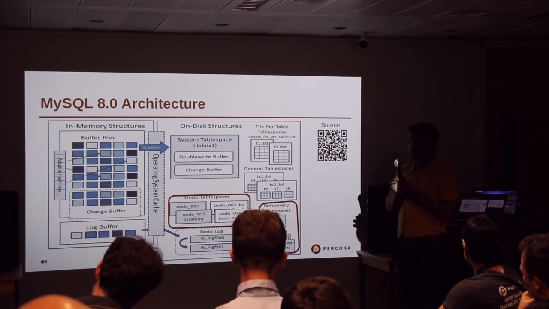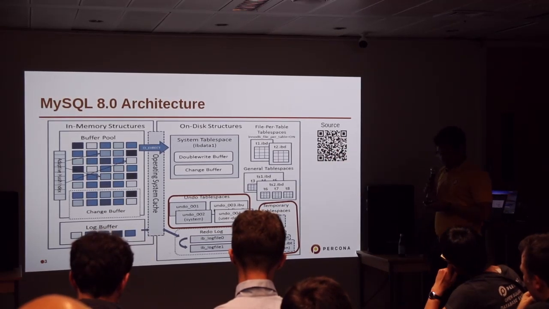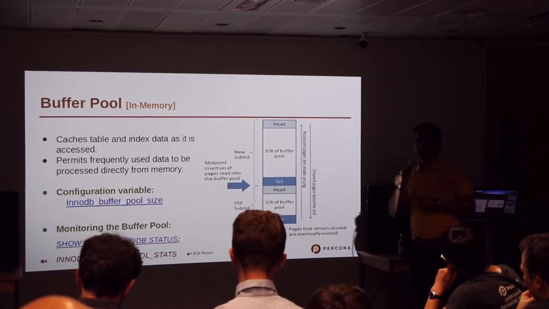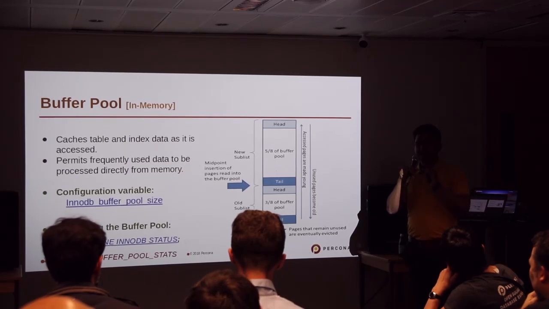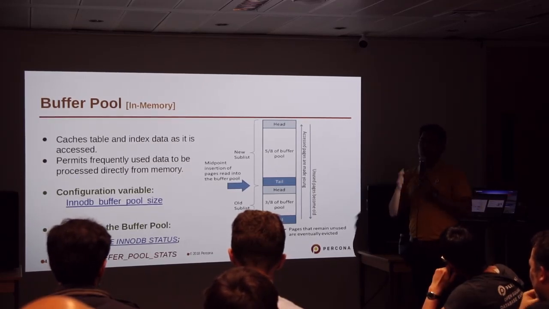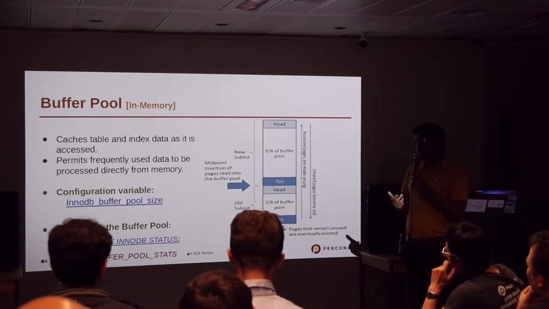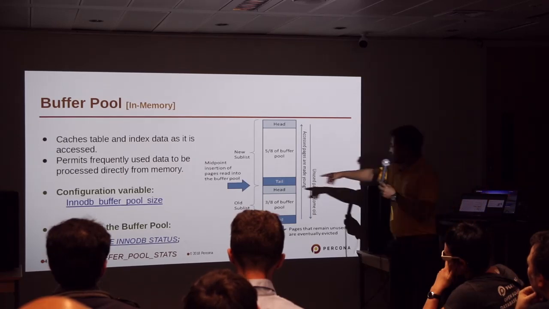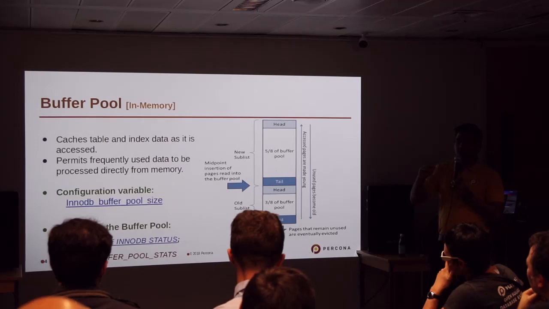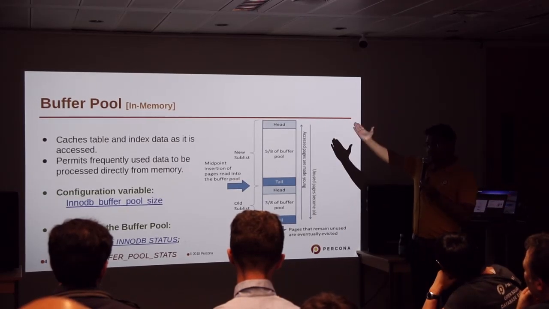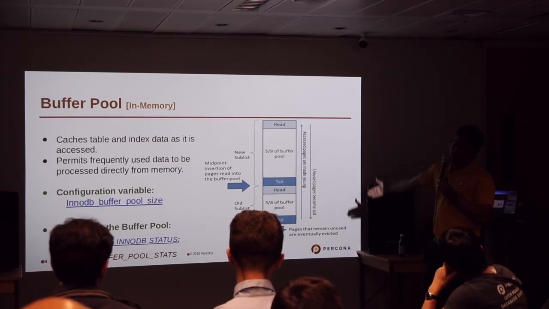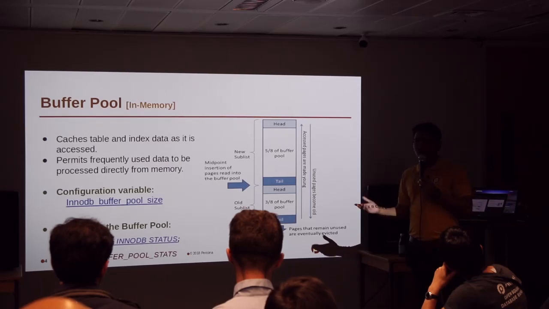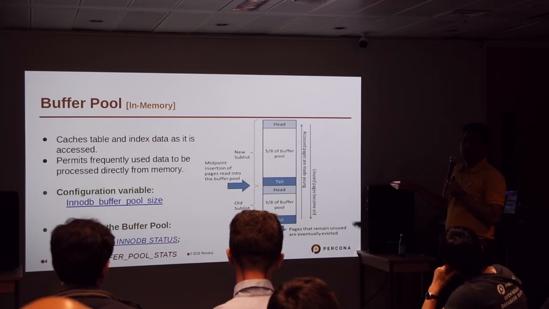So let's talk about the memory components first, and then we'll move to the on-disk components. The buffer pool is the main area in memory, which stores data and indexes in pages. It stores your frequently accessed data, and it works on the LRU algorithm, least recently used. Your data is always inserted in the middle, and depending on how frequently you're accessing it, if you're accessing it frequently, it will move to the young pages, the upper side at the head, and if you are not accessing your data, it will move to the tail. And eventually, if you are not using that data at all, it will be evicted from the queue. So that's how it works.